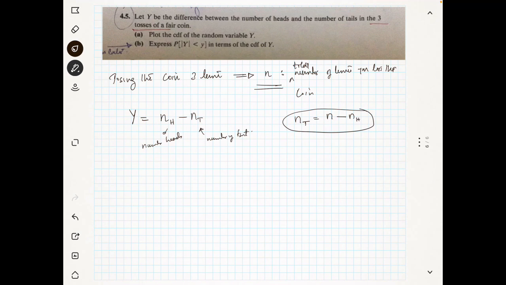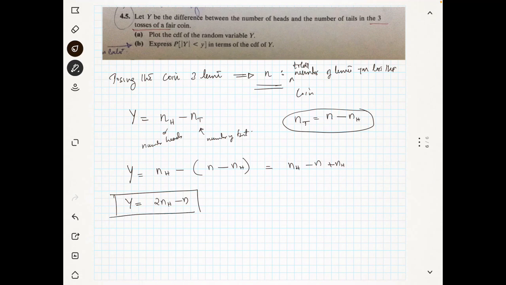So we can write our random variable y as nh minus the number of tails, where the number of tails is the total number of trials minus the number of heads. So this is equal to nh minus n plus nh. So your random variable y will be 2 times nh minus n. This is your random variable.